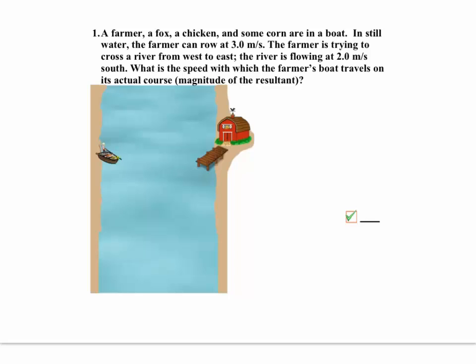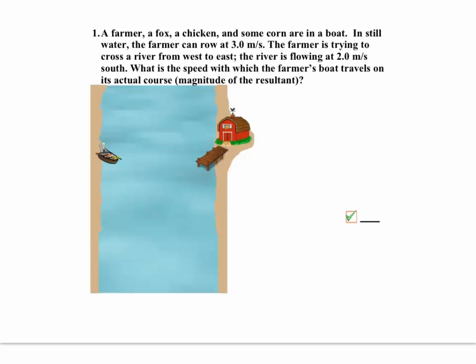Here we've got Mr. Hendrickson, a farmer, a fox, a chicken, and some corn in a boat, and they're all going to go across the river. Right, and the river is blowing them south at 2 meters per second. The farmer can row 3 meters per second to the east. So we want to find the exact speed of the farmer's boat on its actual course.